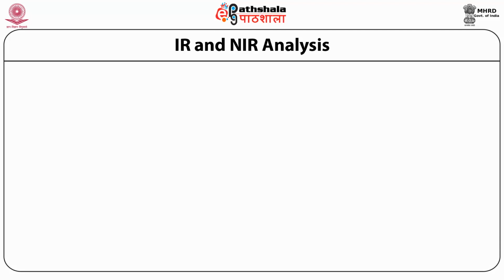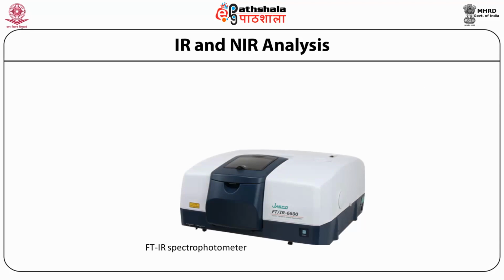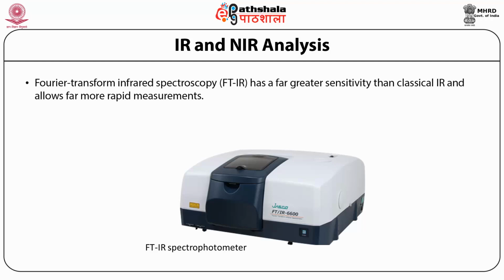spectra. This slide shows the diagram of an FTIR spectrophotometer, a very significant analytical tool that is used for the analysis of herbal drugs and products. So the Fourier transform IR has increased the sensitivity of classical IR, the older versions of IR, several folds, and it has also made it more rapid in its measurements.